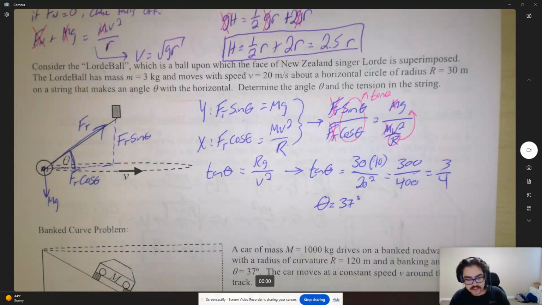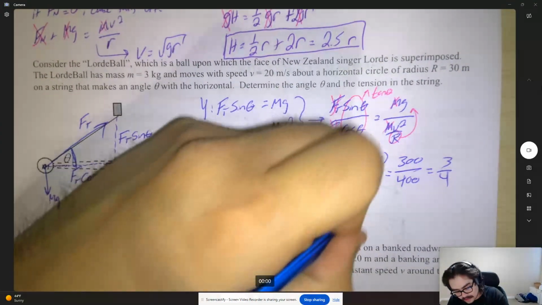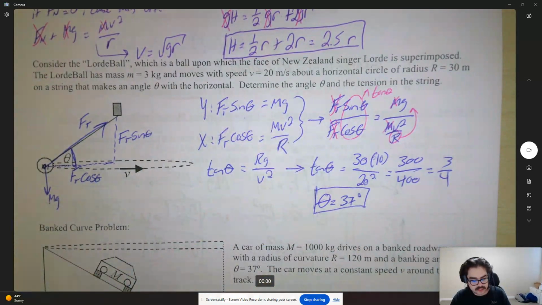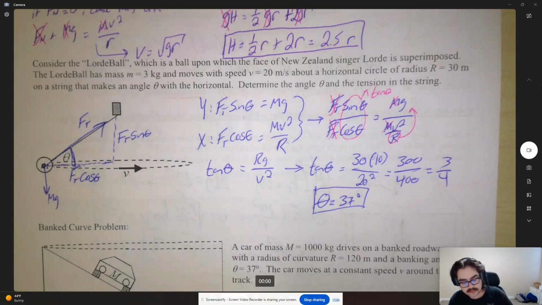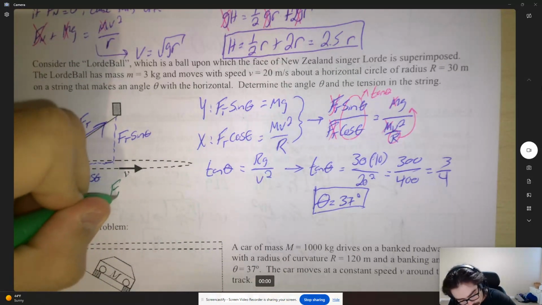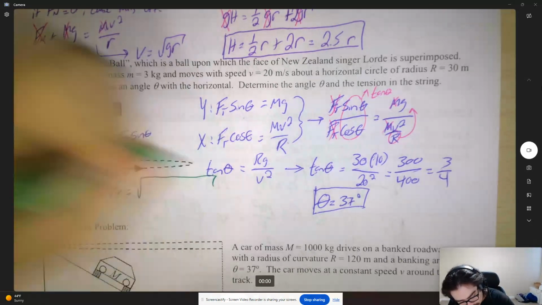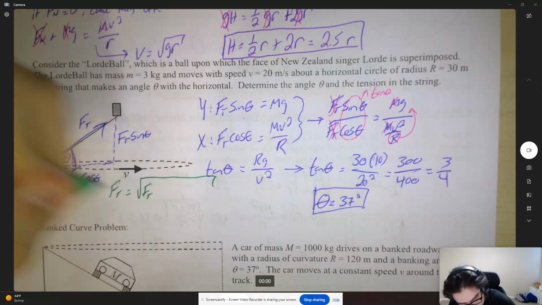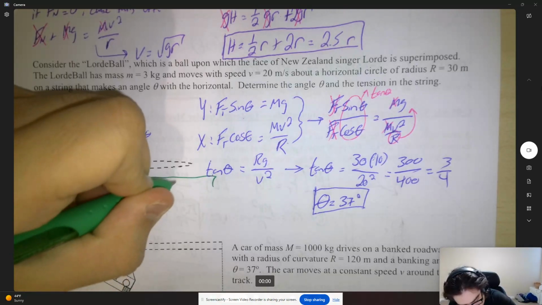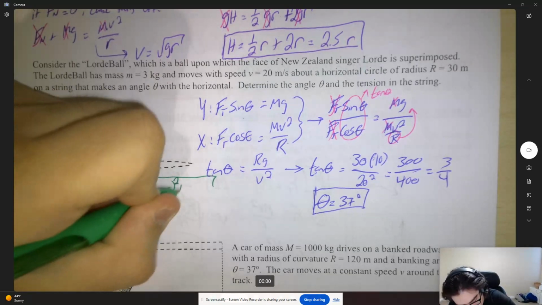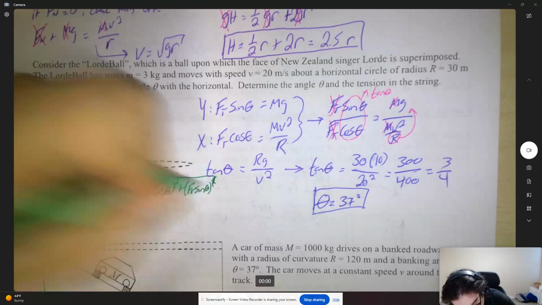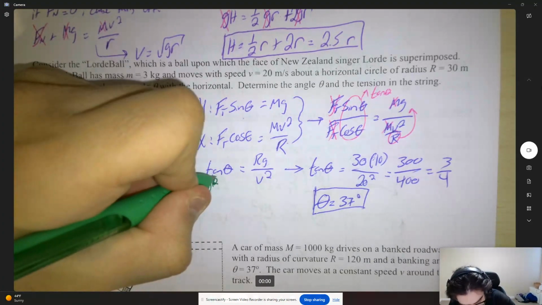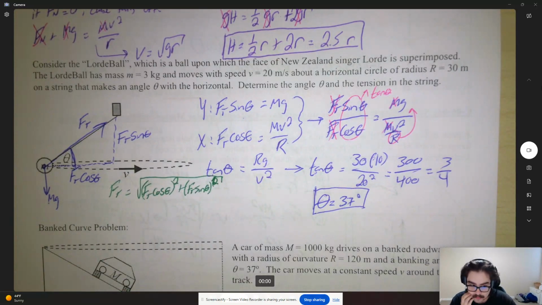Now, to figure out what the tension is, that's only half the question. We figured out the angle, but we need to figure out the tension. There's two ways to do it. This is the longer way: Ft would have to be equal to the Pythagorean theorem of the components, so Ft cosine theta squared plus Ft sine theta squared. You could do that if you wanted to. That's a little bit much.